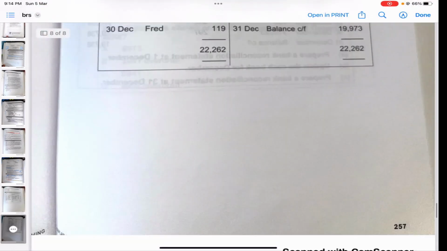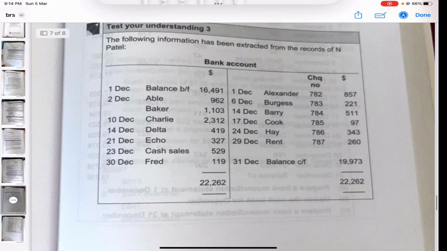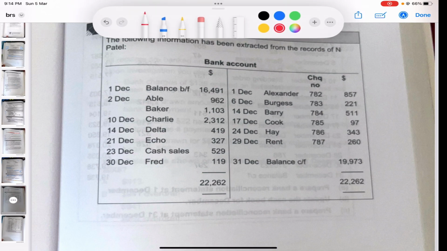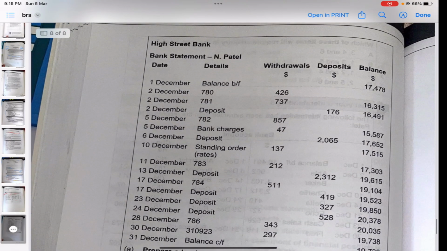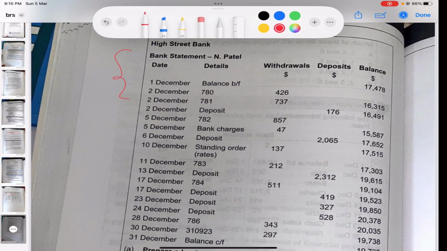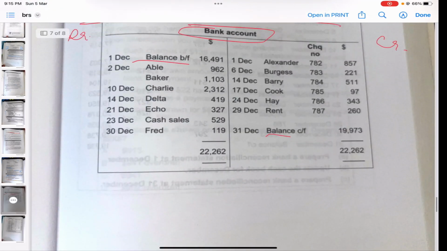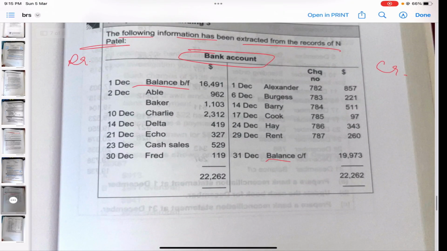It's a very big question, but we're going to do it. We have a question given here. The following information has been extracted from N. Patel's bank account. So we have a bank account. This is my debit side. This is my credit side. So we have balances and everything. We've been given everything in the question. Now what is given is my bank statement. What is the previous one? This is my bank account.